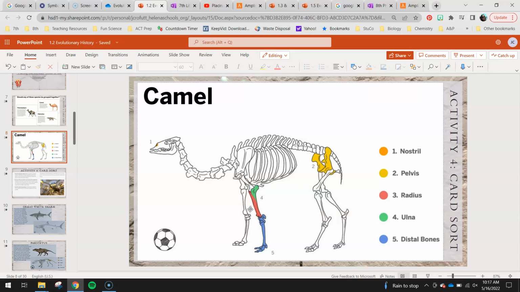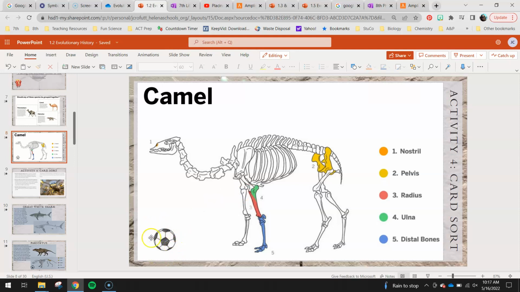Okay, we have a radius and an ulna. So if you feel your arm, squeeze that and rotate your hand, you will feel 1 bone on one side and another bone on the other. The ulna is what connects to your elbow. So if you run your elbow up, that's your ulna. And then the one on the opposite side is going to be your radius. So you can see how a camel is different than a human.